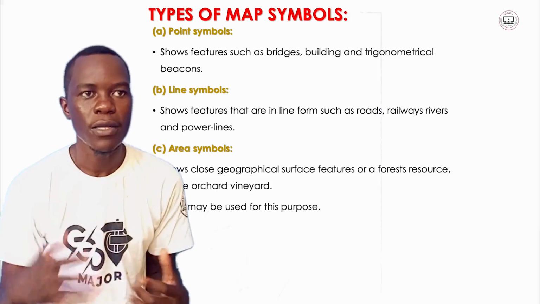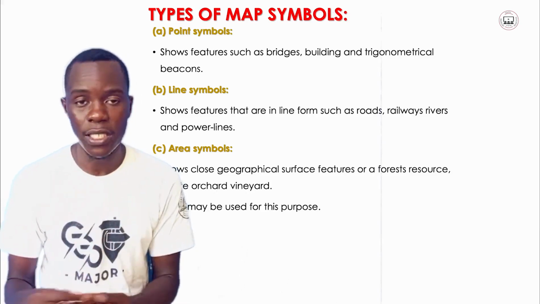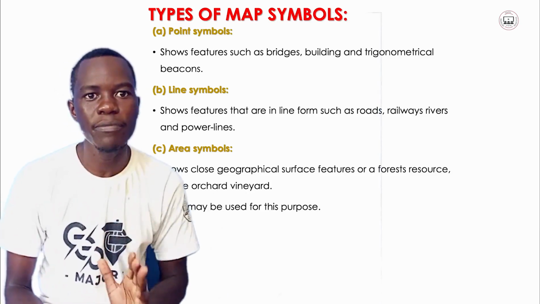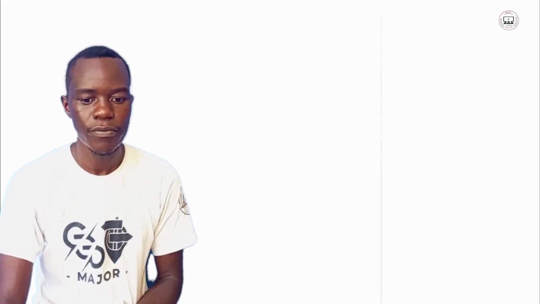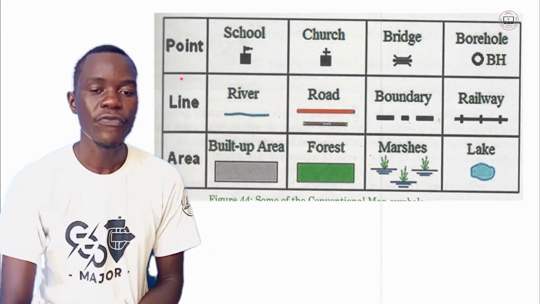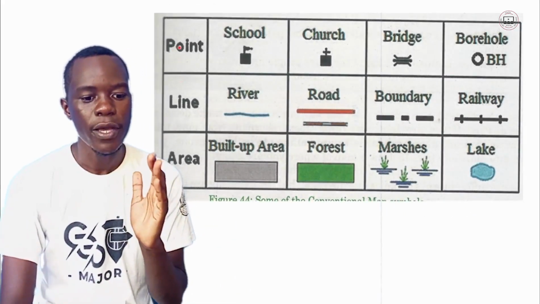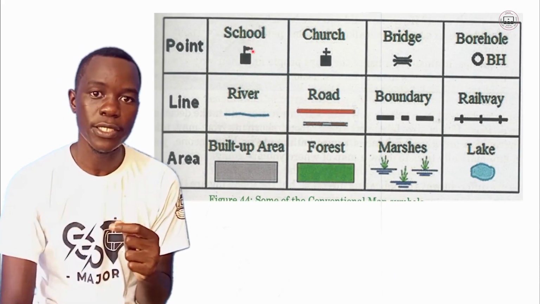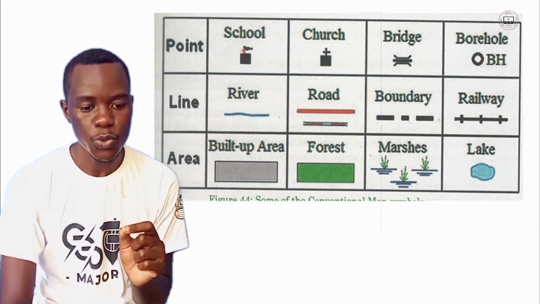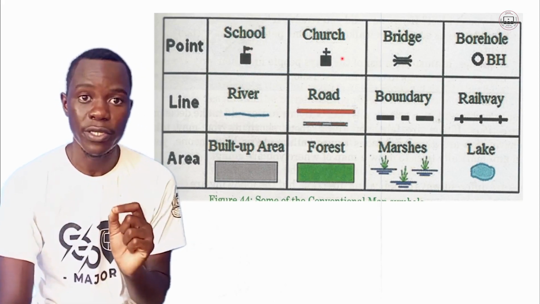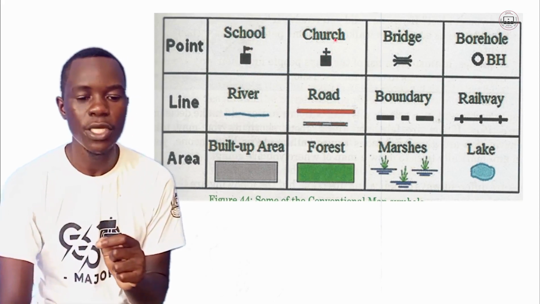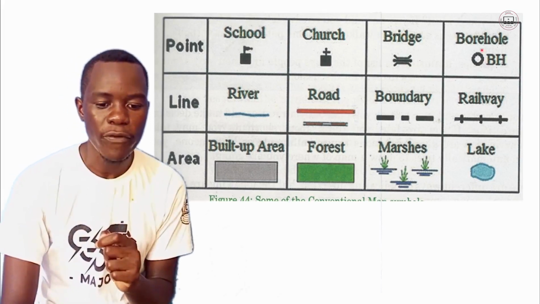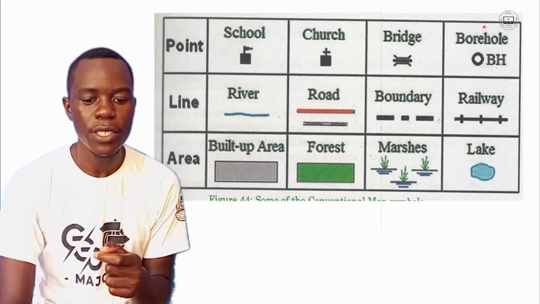Let's see how these map symbols are presented on a map, with some examples of specific symbols of these three types. On the first line, you have the point symbols. Here you have the school. You can see a diagram here; this symbol represents a school. If you see this symbol on your topographic map, then you know that this one is a church. And you have this one which represents a beach, and also this one which represents a borehole.